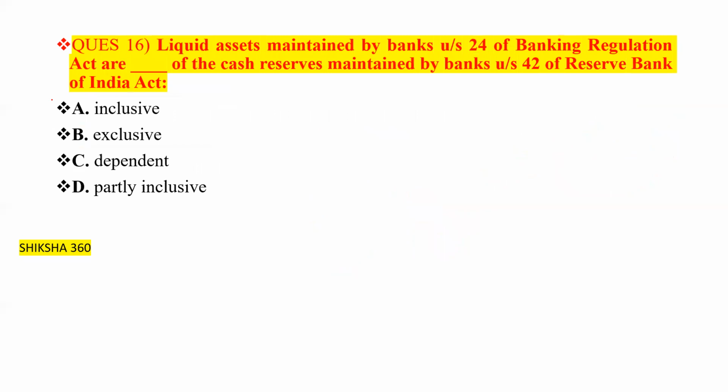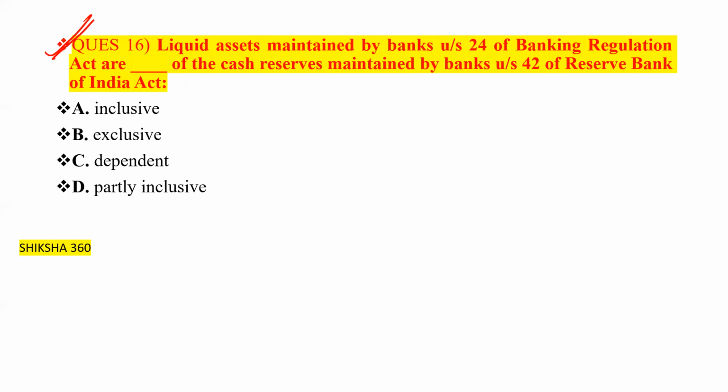Now move to the next question, the last question of today's session. Liquid asset maintained by banks under section 24 of the Banking Regulation Act are dash of the cash reserves maintained by the banks under section 42 of the Reserve Bank of India Act. Clear? Whether that liquid asset is inclusive, exclusive, dependent, partially inclusive, or partially exclusive.